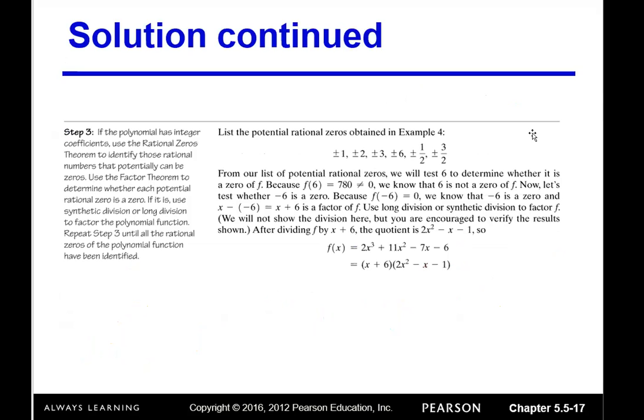Because f of 6 equaled 780, when you plugged and chugged to see if it equaled 0. If it equals 0, it is a 0, but it didn't. So 6 is not a 0. So now they tested -6 to see if it was a 0. Because f of -6, when they plugged and chugged, they got 0, we automatically know that -6 is a 0.